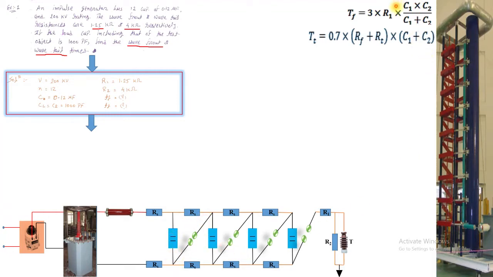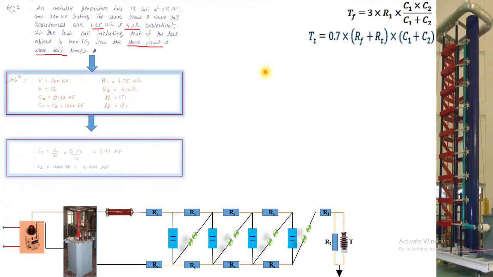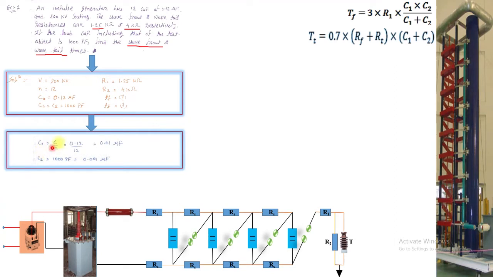So we need to consider this even during the discharging phenomena. During discharging all the capacitors become connected in series. So the equivalent capacitance will now be C1 = C/N, which gives the value 0.01 microfarad. C2 is 1000 picofarad, which in terms of microfarad is written as 0.001 microfarad.